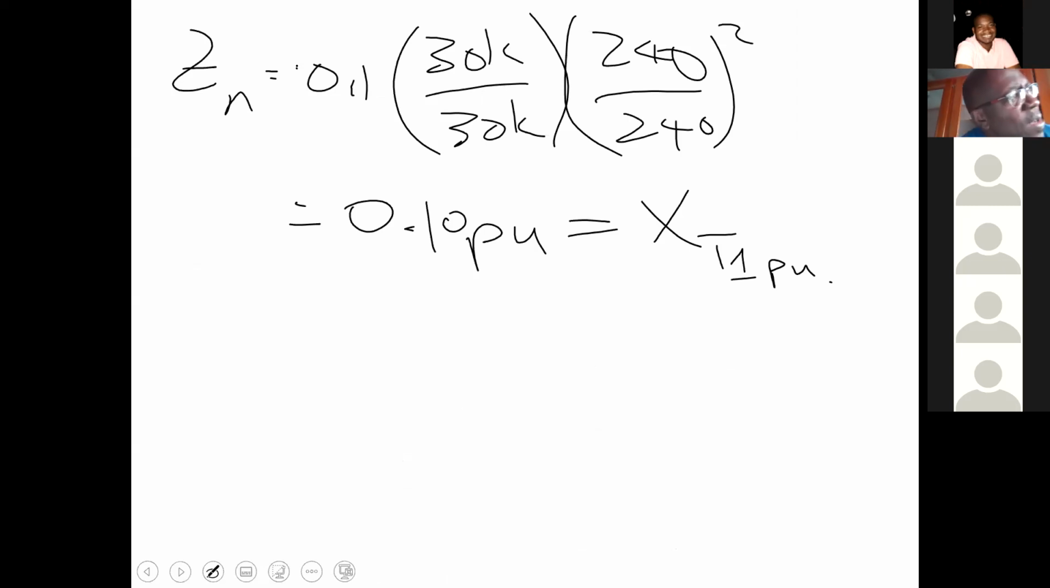Now, after I pass the transformer, what's the next component we have? The line, sir. The line, beautiful. Now, how will I determine what the base voltage will be on the line? What is the line connected to? Transformer 1. Good. So how will I determine what the base voltage will be on the line? With the same base voltage as for the transformer. Sir, 480.